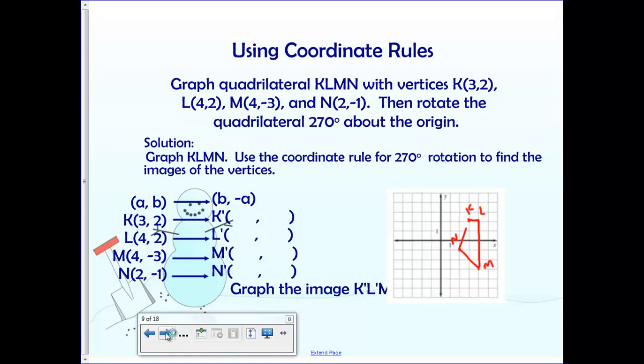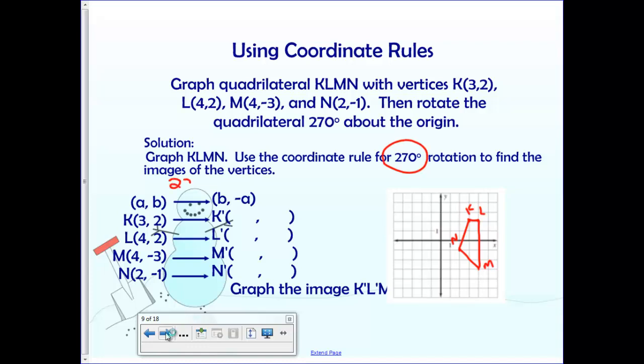Why is it a quadrilateral? What makes it a quadrilateral? What's quad? Yeah, it has 4 sides. I don't have a special name for it, I just say it's a quadrilateral. So those are the 4 points, and I say let's rotate it 270 degrees.